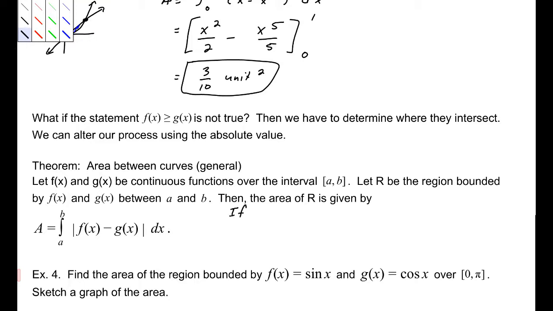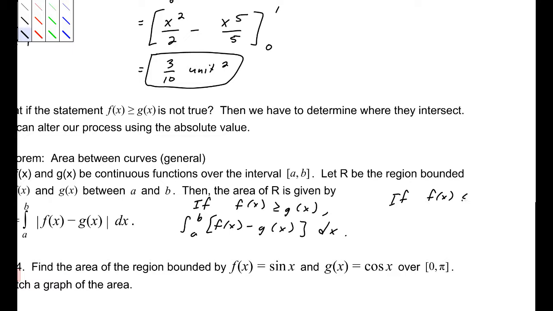I'm just going to write this here. If f of x is greater than or equal to g of x, then this actually just becomes the integral from a to b of f of x minus g of x, which is what we had earlier. If f of x is less than or equal to g of x, then this statement comes out to be the integral from a to b of g of x minus f of x dx. So in either case, we have the upper function minus the lower function. But if we're not told the intersection, we need to figure out which one is above at which point.